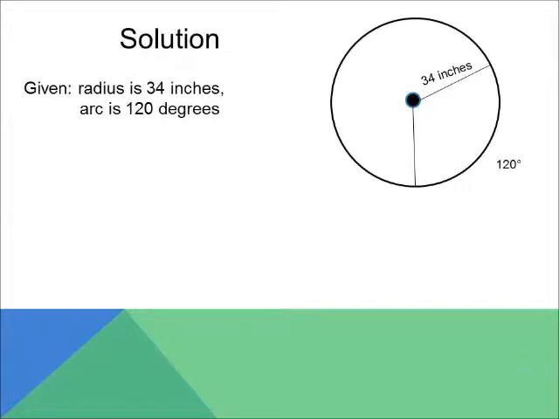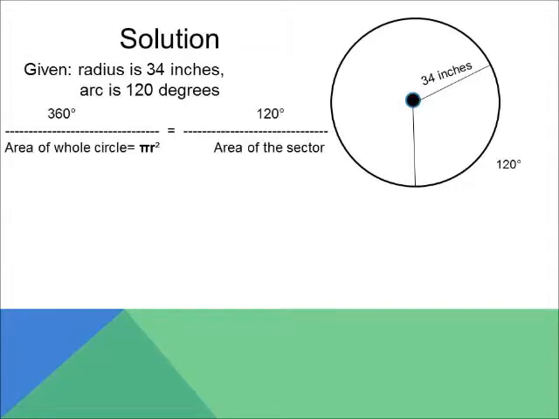From this point, we can set up a proportion, the left side being the dimensions of the whole circle, and the right side being the dimensions of the sector we want to find. On the left side, on top will be 360 degrees over the area of the whole circle. On the right side, the top will have 120 degrees over the area of the sector.